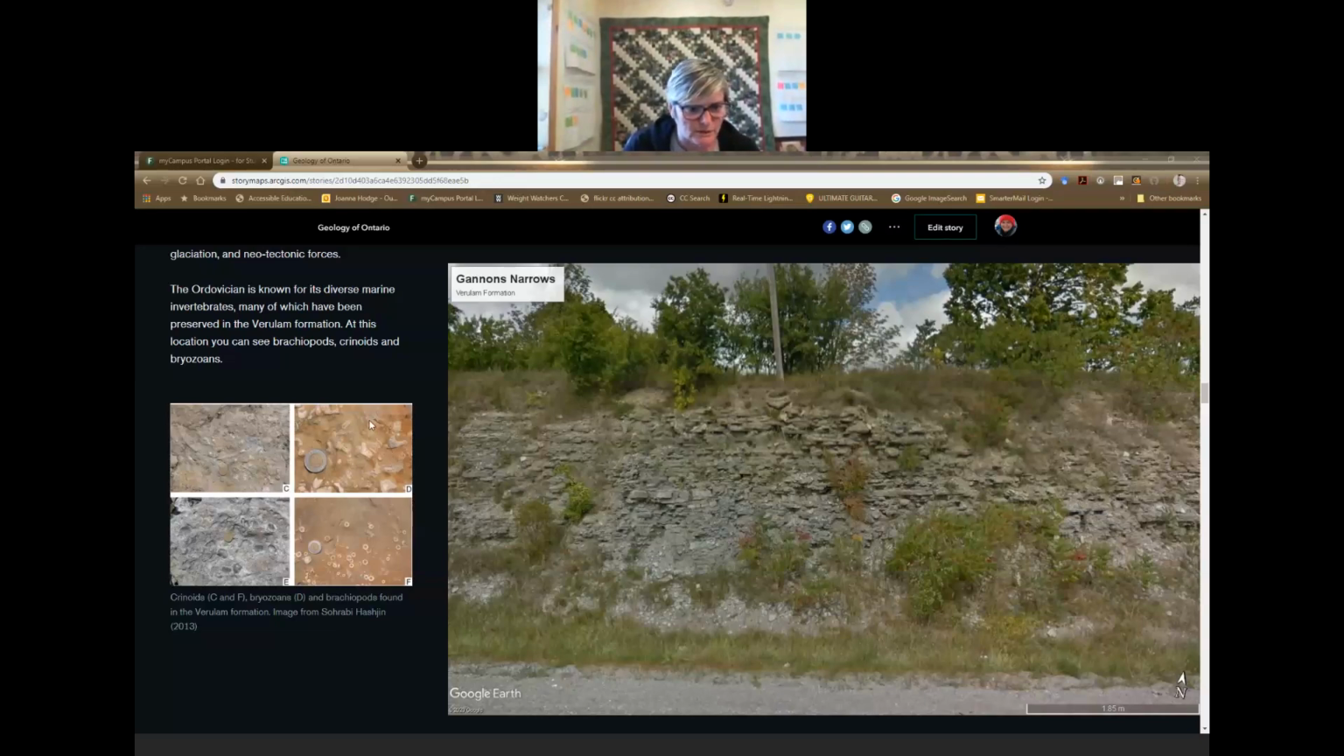Bryozoans, these are bryozoan fragments here. And in this image here, we see brachiopods, which are shellfish that look a little bit like butterflies. This image here, F, is just a cross-section through a crinoid stem. So the segmented stems.